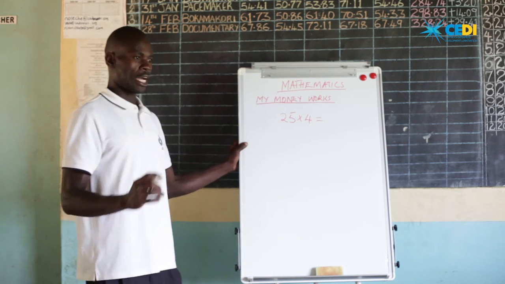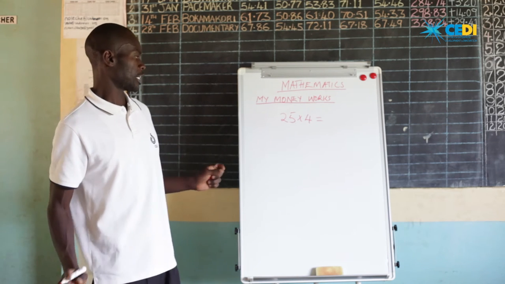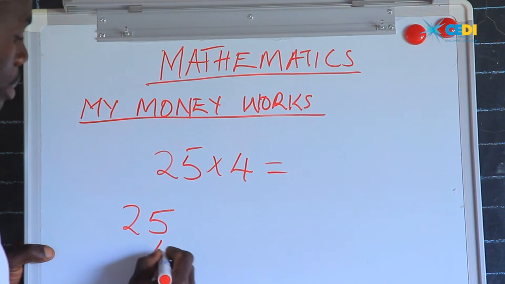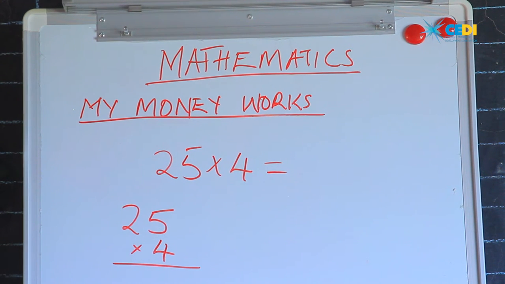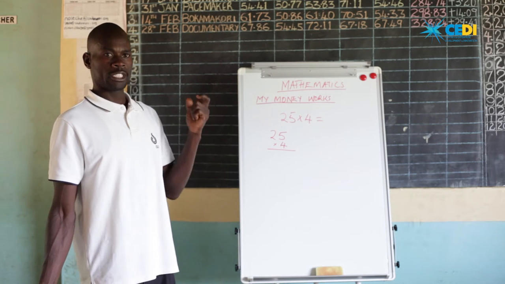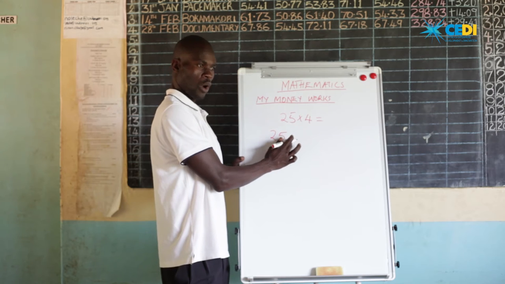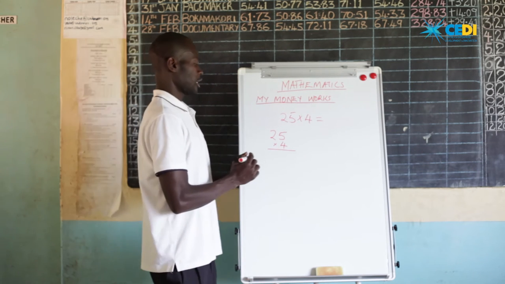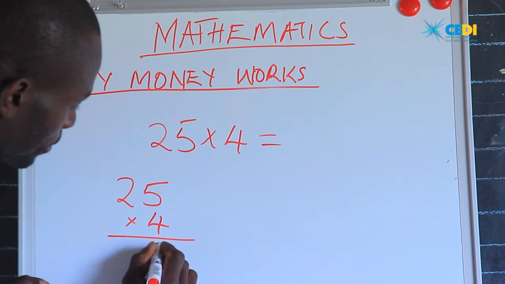At times when you are working out, you can arrange them vertically. That is alignment. You align them vertically. That is 25, you multiply by 4. That is the kind of alignment that now we have. Remember 25, we have 5 ones, then we have 2 tens. Now, we are going to multiply 4 times 5 ones. 4 times 5 ones, we get 20. Now, you are going to write a 0 here.